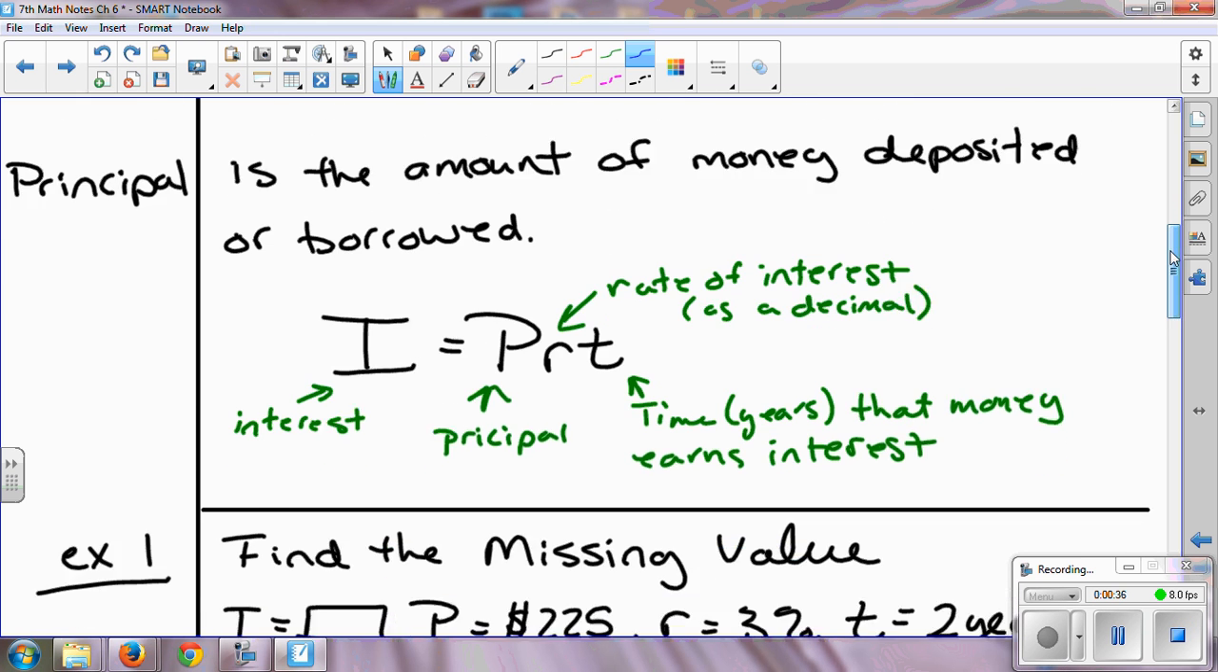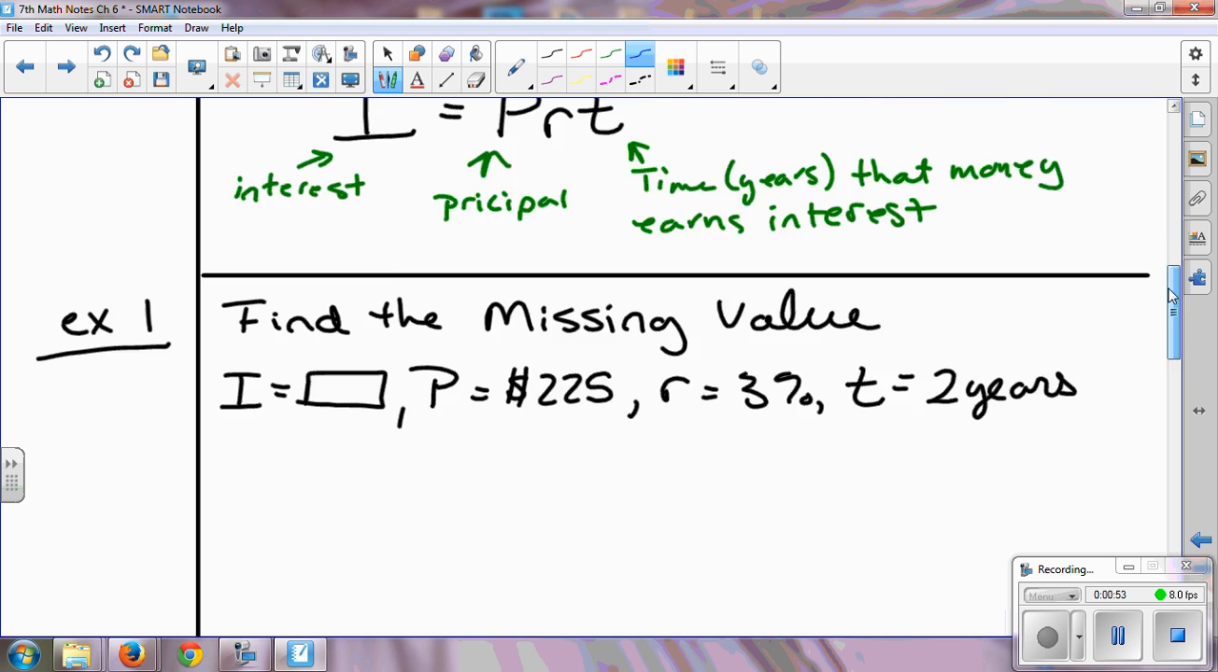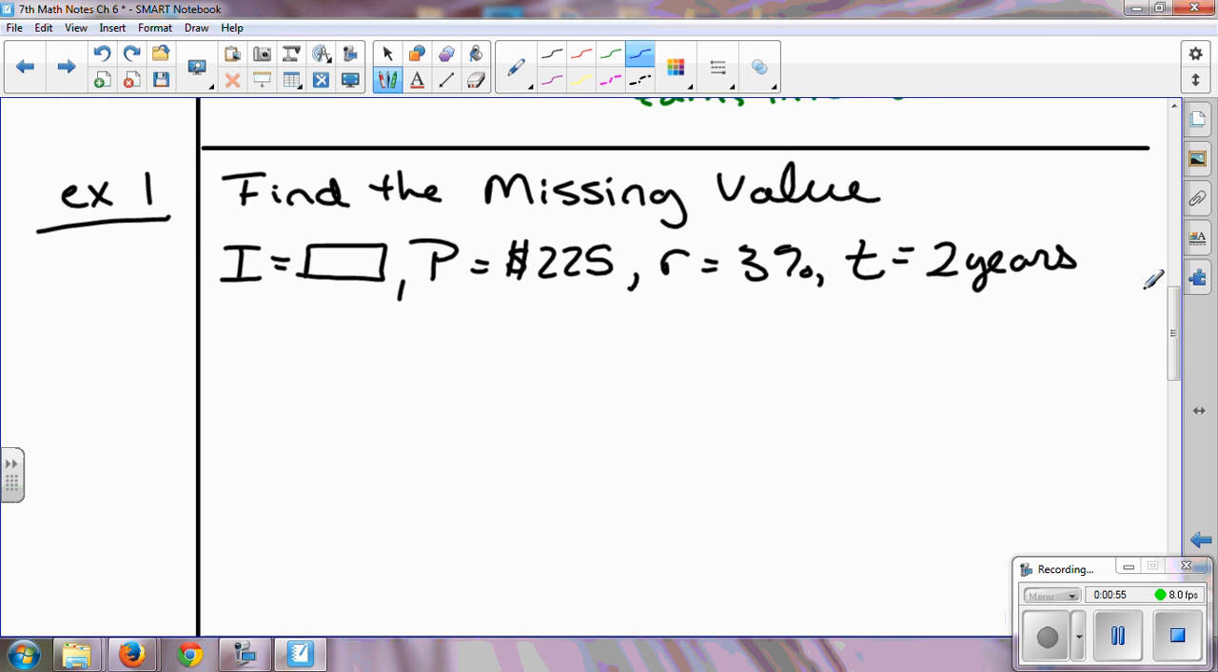So our formula is interest is equal to principal times rate times time, or I equals PRT. You can see interest goes with I, principal goes with P, rate of interest as a decimal goes with R, and time, the years that money earns interest, goes with T. So in example 1, it says find the missing value.